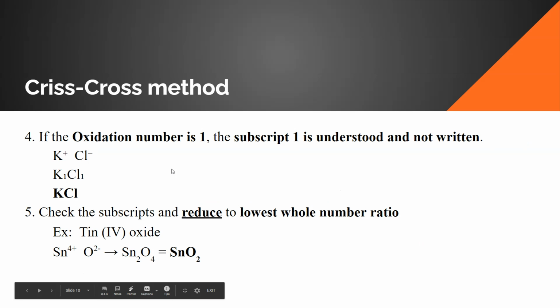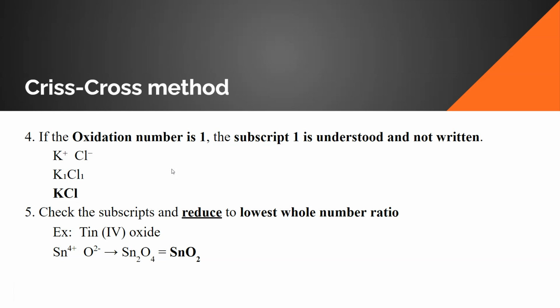If your oxidation number is 1, then you don't write the 1 subscript. You just write the symbol for the ion, and the 1 subscript is understood. If you have an ionic compound where both of the subscripts are divisible by the same number, so they have a common factor, you're going to factor that out. You're going to reduce the subscripts to their lowest whole number ratio.